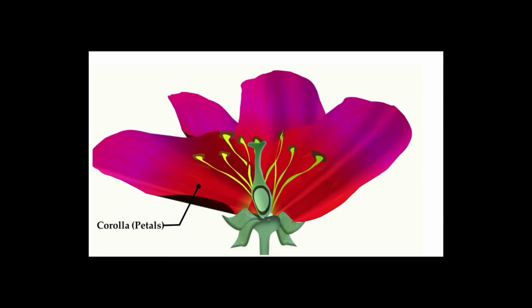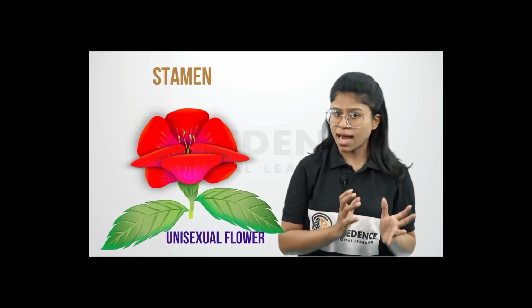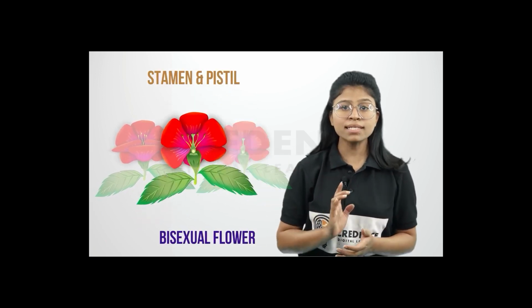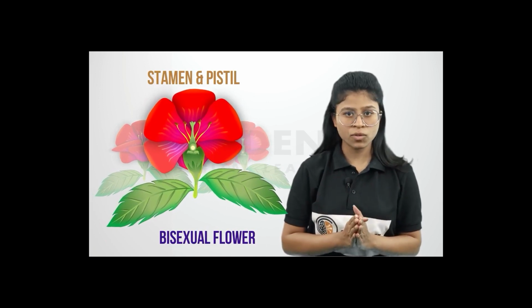Unisexual flowers have either stamens or carpels in them. But bisexual flowers have both stamens and carpels in them, right?